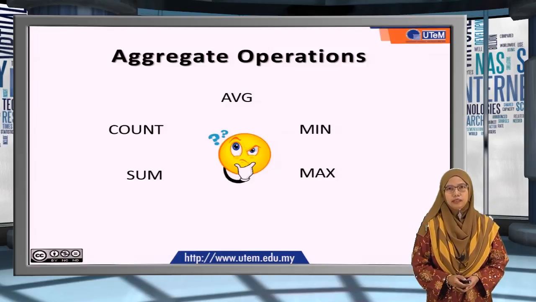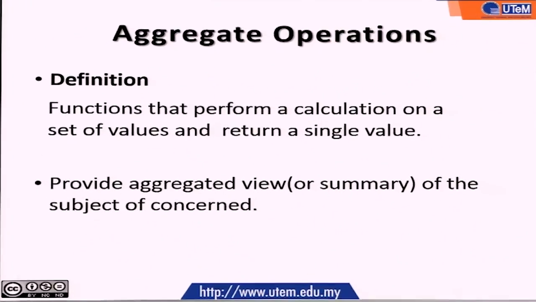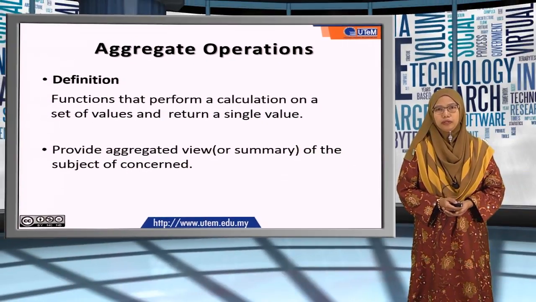The aggregate functions such as count, sum, min, max and average are available to be used within the select statement in order to perform these mathematical summaries. Therefore, aggregate operations can be defined as functions that perform a calculation on a set of values and return a single value. These operations accumulate information from multiple tuples or rows, thus forming a single tuple summary or an aggregated view of the subject of concern.